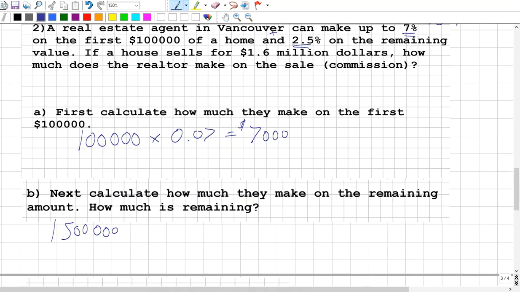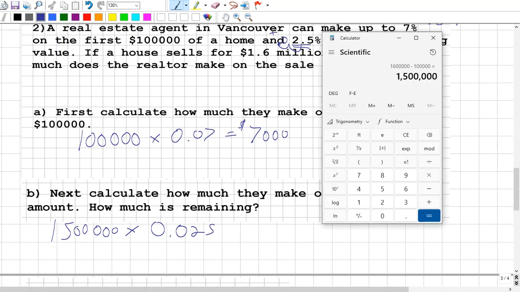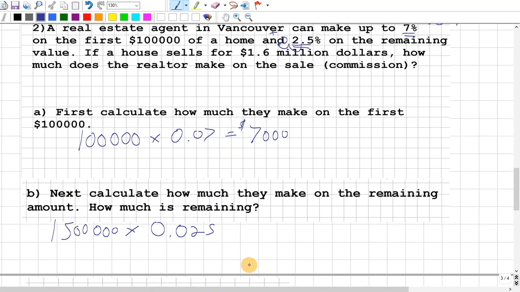So we have $1,500,000 left on the house, and they're going to make 2.5% on that remaining value, and 2.5%, of course, we have to divide by 100. So we go 1, 2, put the decimal place there, add a 0. So I get 0.025. They're going to make a lot less, but they're still going to make a lot of money. So $1,500,000 times 0.025 ends up being $37,500.